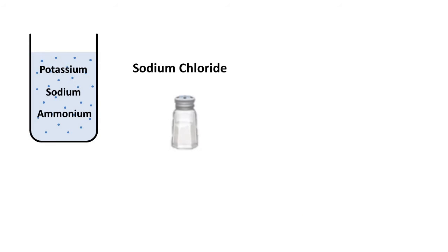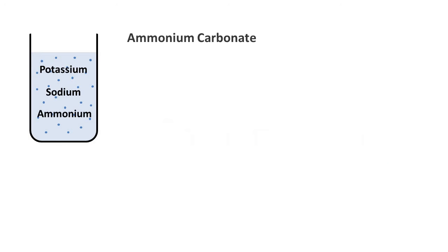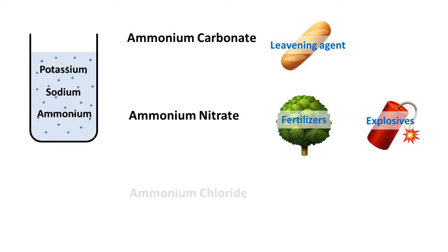Sodium chloride is abundant in seawater. It is an essential ionic compound with diverse functions, such as nerve conduction and muscle contraction in our body. Some common ammonium salts are ammonium carbonate, which has been used as leavening agent in the old days, and ammonium nitrate, which can be used in production of fertilizers and explosives.